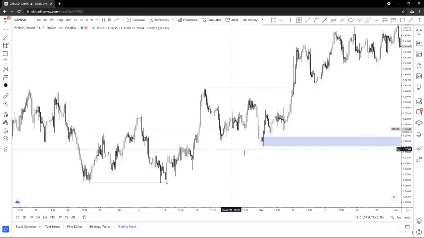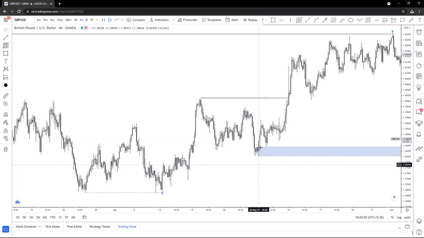Yes, so now people would know. Now imagine how much liquidity is resting below this low. How much liquidity?